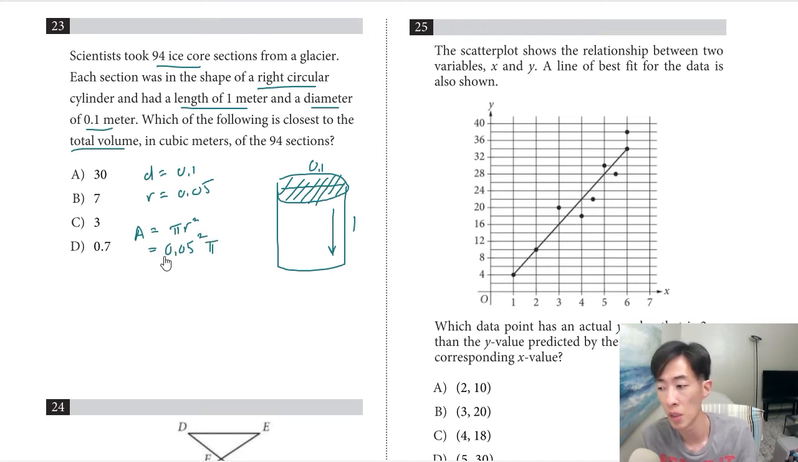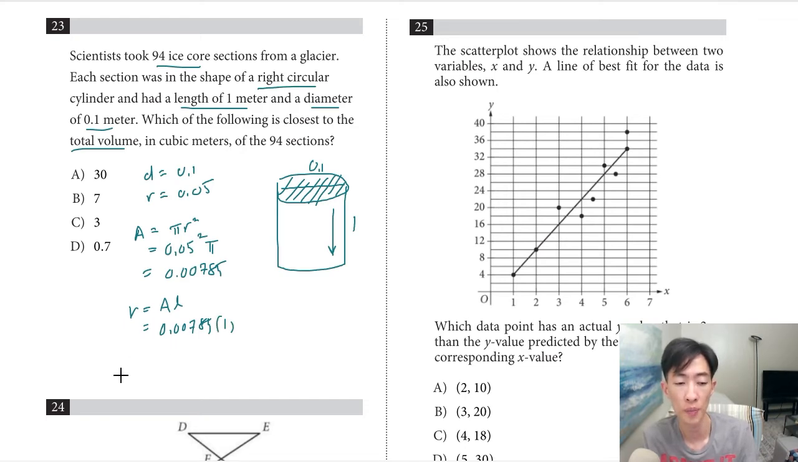If you put in pi or 3.14, you're going to get something on your calculator like 0.00785. That's the area. Then we want to find the volume, which is the area times the length, so it's going to be 0.00785, obviously times 1, so that doesn't change. And so let's just multiply this number by 94, and when you do that on your calculator, you're going to get something like 0.7379.